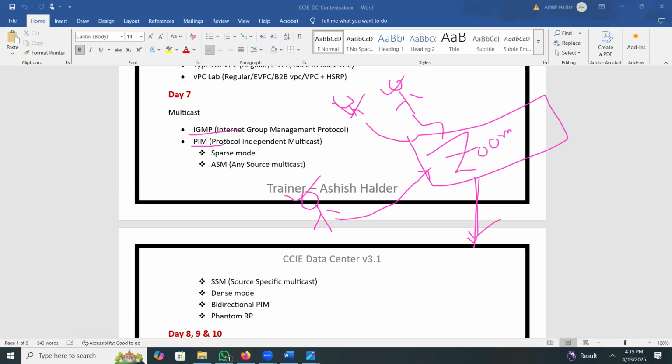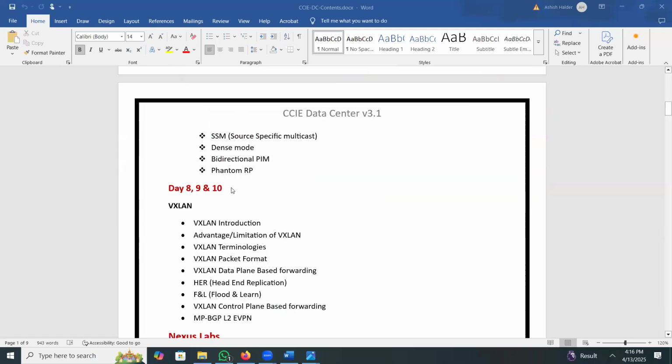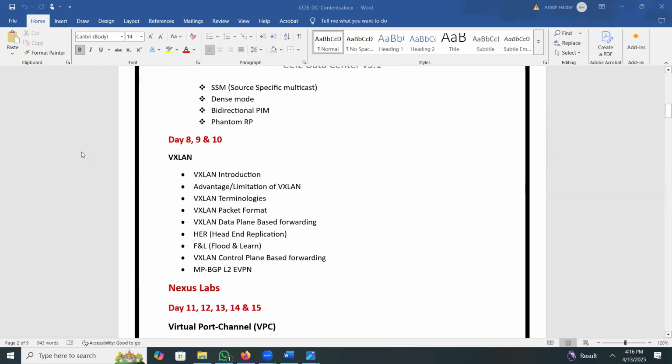So IGMP, PIM, what are the protocols? Okay. Sparse mode, ASM (any source multicast), SSM, dense mode, bidirectional PIM, anycast RP. So I will do labs on it as well as theory. Okay. Then days 9 and 10, I'll discuss VXLAN. This is one of the most powerful technologies under CCIE Data Center.